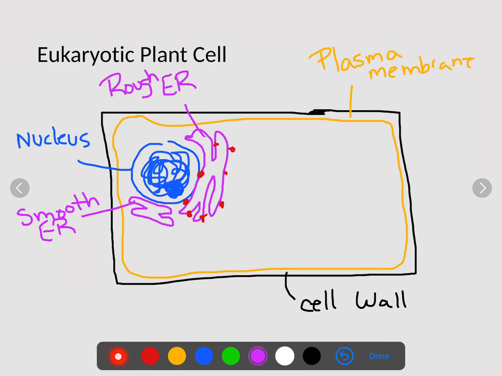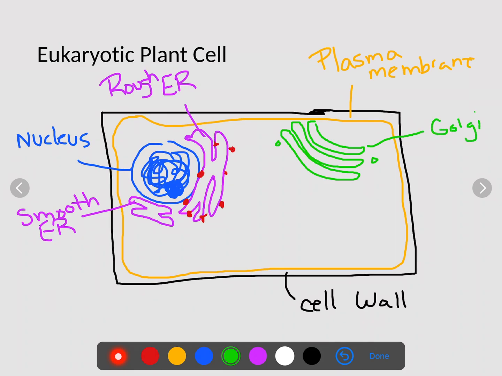The rough ER usually transports and modifies proteins, and those proteins are usually sent to these flattened disc-like structures. Kind of looks like a stack of punched pancakes. There's usually some vesicles budding off of it. And what happens is the proteins get shipped to here, and the final modification occurs, and they are shipped out of the cell. These are called the Golgi bodies. Again, final modification before they're shipped out of the cell.